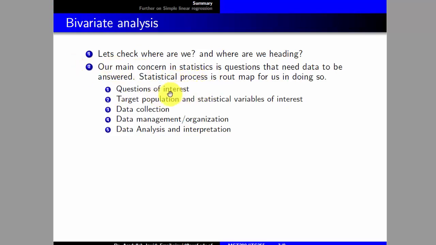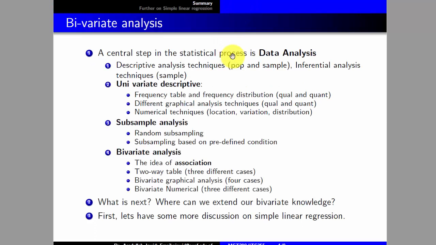The statistical process starts with specifying questions of interest, specifying target population and statistical variables of interest, collecting data on those variables of interest either from the target population or from a target sample, then data management, data organization, data cleaning, and then data analysis and interpretation. Data analysis is a central step in the statistical process, and much of statistics courses are devoted to study different data analysis techniques. Data analysis techniques are generally divided into two parts: descriptive analysis techniques, which are used for both population and sample, and inferential analysis techniques, which are only used when the data come from sample.